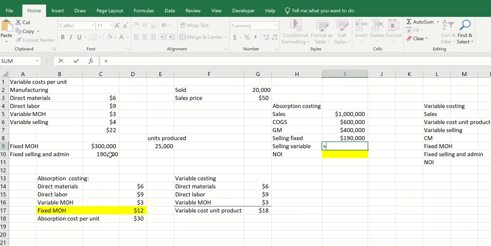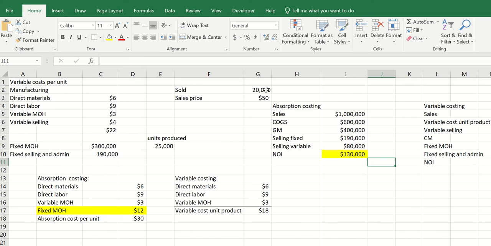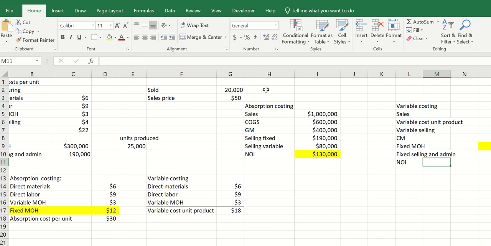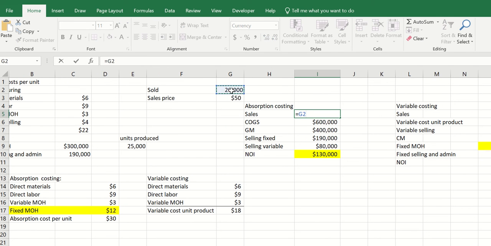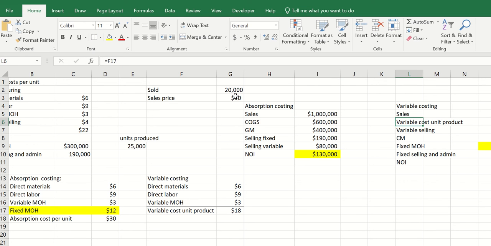Remember, we put all the selling and administrative expenses together. So our variable selling was $4 and we sold 20,000 here. And so our net operating income, this one minus this one minus this one, would be $130,000. Right. And then sales, did I tell you how we get sales? We sold this amount and they told us that it was $50. Just double checking that math there.